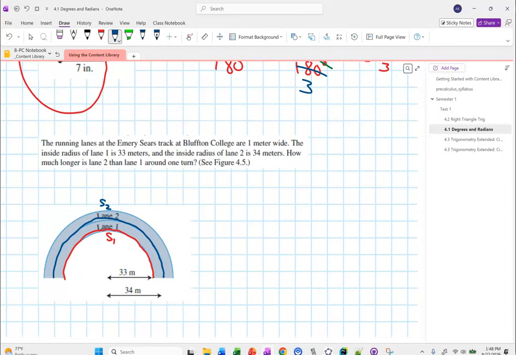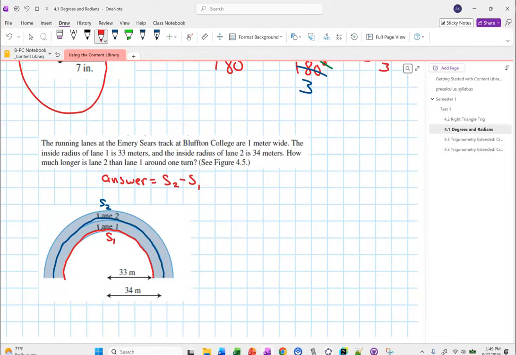Call that S2. Everybody okay? And now it asks how much longer is lane 2 than lane 1? So what I'm going to be looking for is that distance S2 minus that distance S1. Is everybody okay how I just kind of started with what is this question asking for? Gave the two pieces that I needed to answer that question some names. And now I'm going to go through and try to figure out how to find the number of those two missing pieces. Right? Everybody's okay?